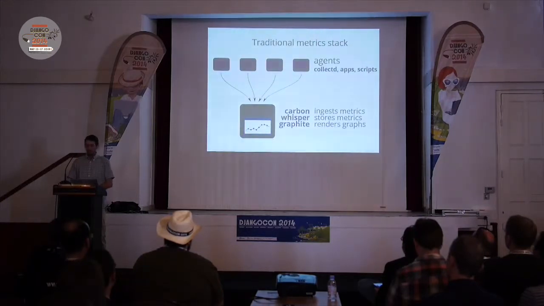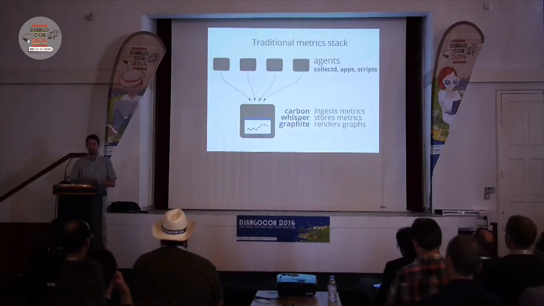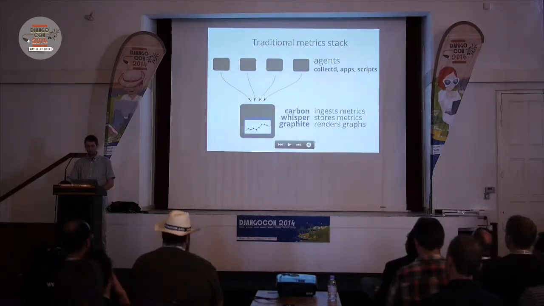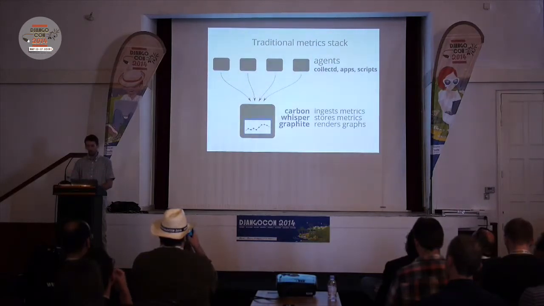So that looks a bit similar to our logging infrastructure. We have agents that collect metrics and emit them. And then we send them to Carbon, which then stores them into a time series database. One possibility for that is Whisper, which is a file-based time series database. And then Graphite can take that data and render graphs of those.